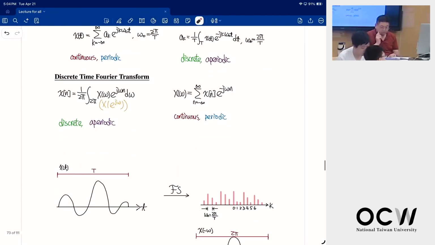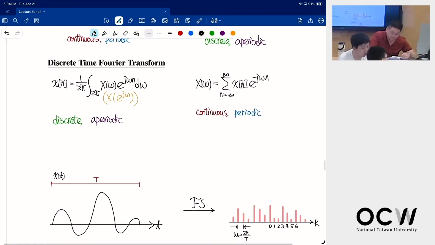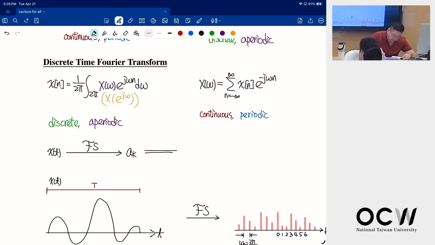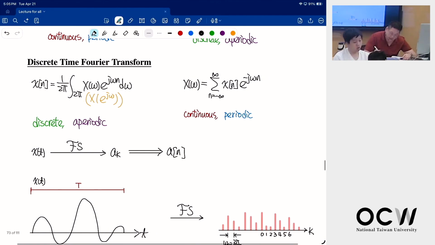Let's see. So if I have a signal, first I can take the Fourier series. And then this Fourier series is discrete. Right, so it is discrete. Then I can take the discrete-time Fourier transform.